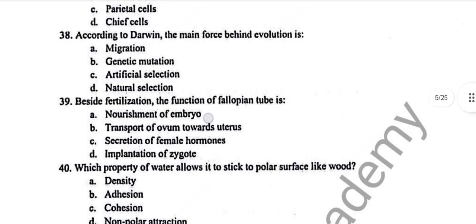Question number 39. Besides fertilization, the function of the fallopian tube is A. Nourishment of embryo, B. Transport of ovum towards uterus, C. Secretion of female hormones, D. Implantation of zygote. And the correct option is B. Transport of ovum towards uterus. Cilia and muscular contractions move the ovum or zygote from the fallopian tube to the uterus.